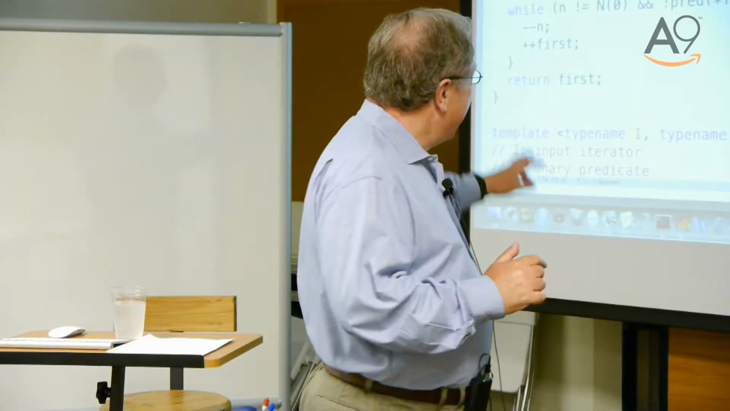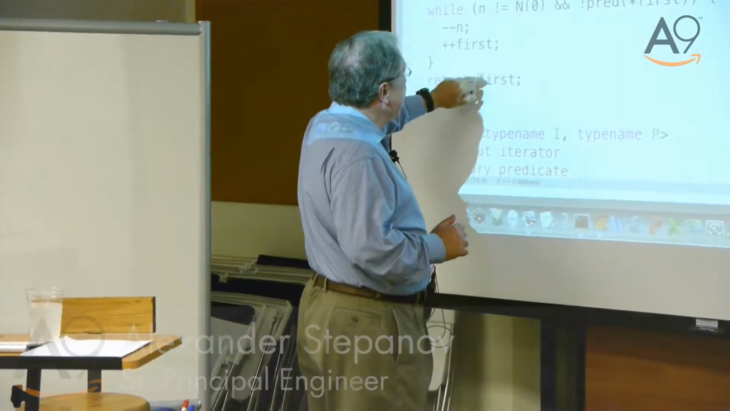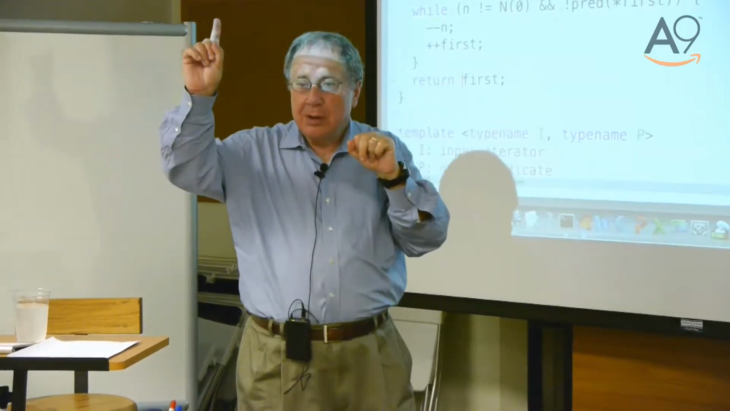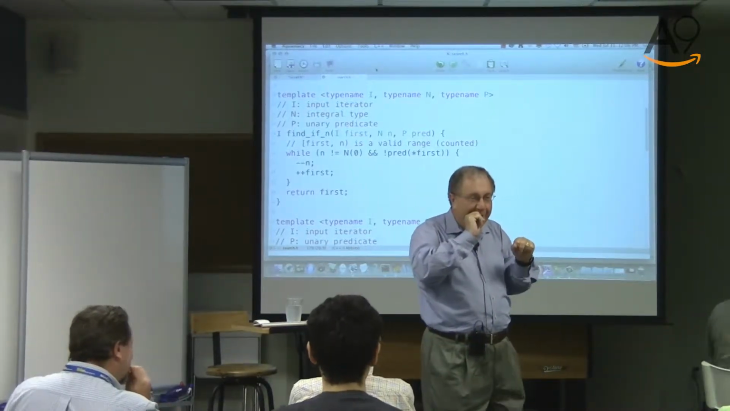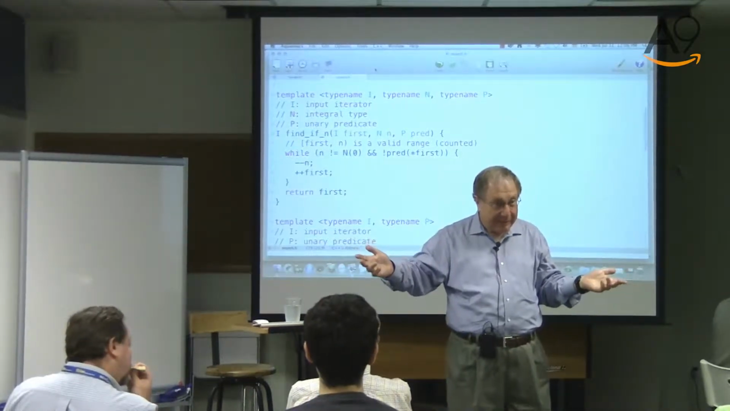Okay, so let us look. We need to figure out what we need to return. If we return first, we will know what? We will know how much of the sequence we've consumed, but we wouldn't know if we've consumed the whole thing. We wouldn't even know if we found something or not. We just wouldn't know. You have a pointer. Whether the pointer reached the end or not is not clear.